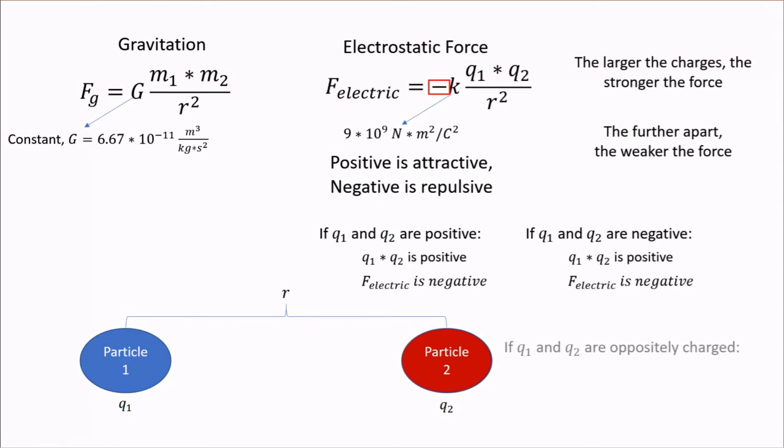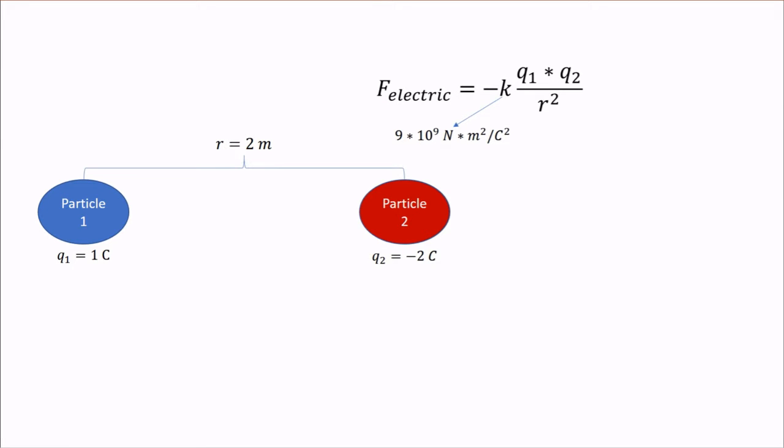Finally, if one charge is positive and the other is negative, then Q1 times Q2 will be negative. Then we multiply that negative by the negative sitting in front, and we get a positive, which means the force is attractive. This fits with our principle that opposite charges attract. Let's do a quick example with the numbers you see on the diagram. Let's plug those numbers into the force equation, making sure to include the signs on the two charges.